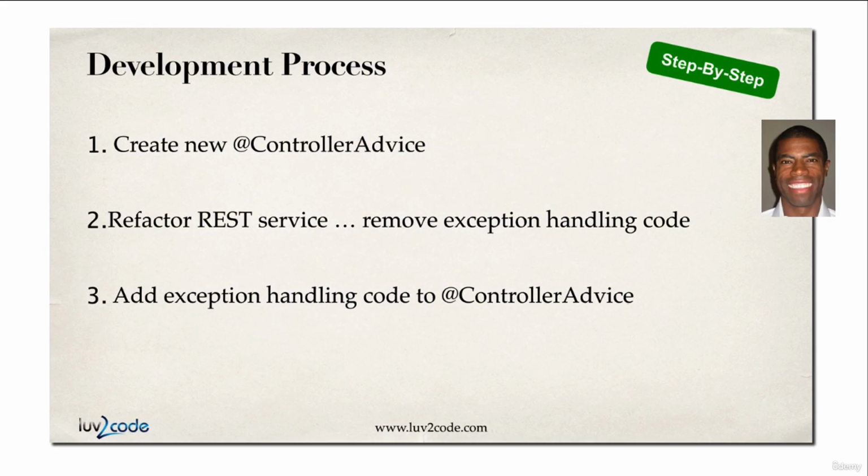Okay, so let's go ahead and take a look at our development process. The first thing we need to do is create the new controller advice. Then we need to refactor our REST service by removing the exception handling code. And then finally, we need to add the exception handling code to the controller advice. And that'll give us support for global exception handling.